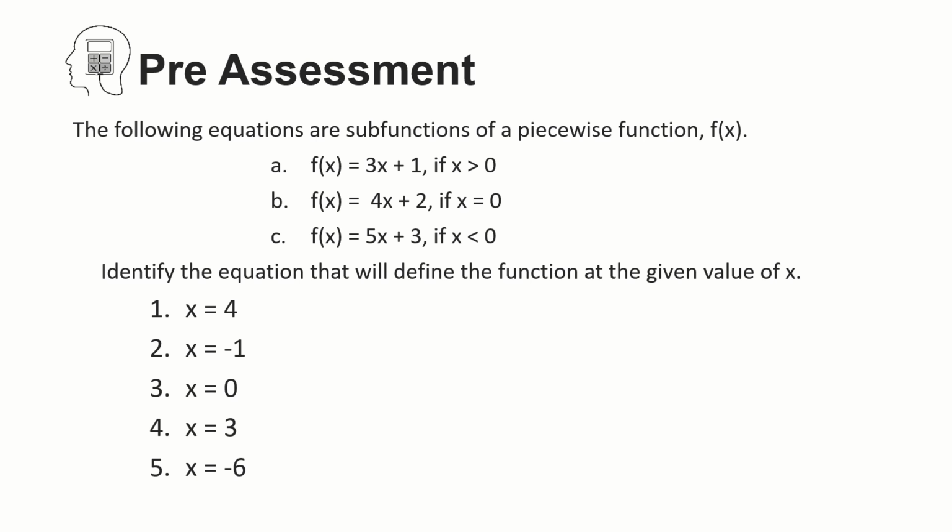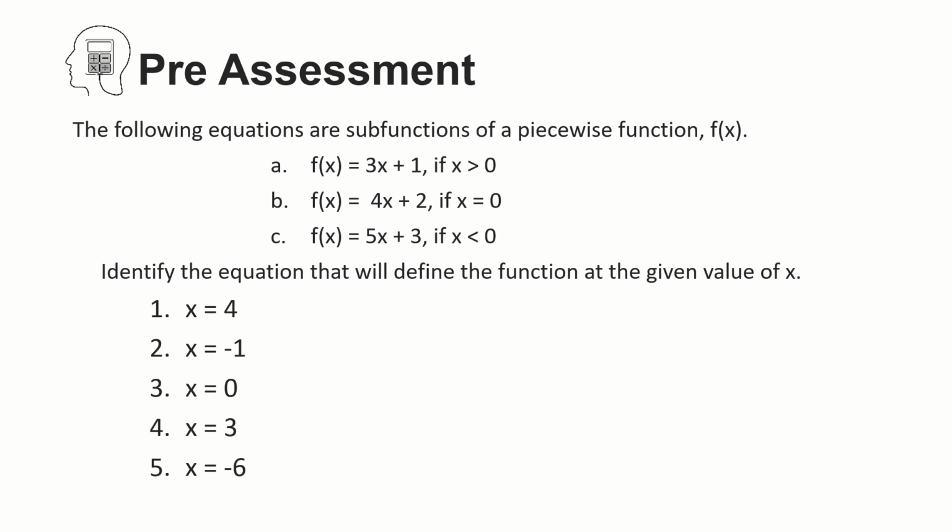So identify the equation that will define the function at the given value of x if our x is equal to 4, x is equal to negative 1, x is equal to 0, x is equal to 3, and then x is equal to negative 6. You may pause this video and then resume after you finish answering these pre-assessment questions.